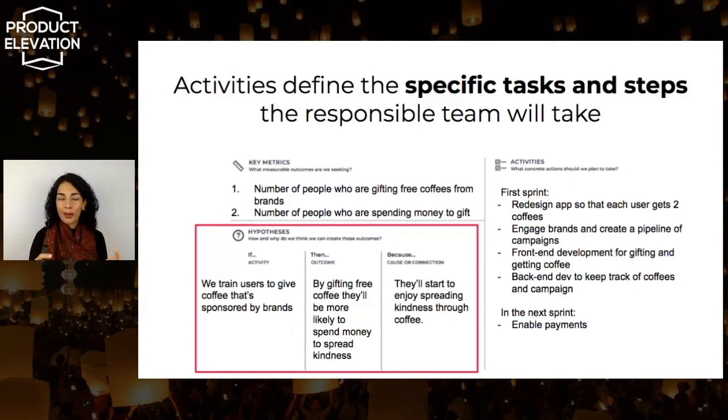And the way we were going to measure that is through two metrics. One was the number of people who were gifting free coffees that were coming in from brands. And the second was the number of people who were willing to spend their own money then to gift someone a coffee. And everything in our sprint was the stuff that we were going to do to be able to set up this experiment and then measure it.